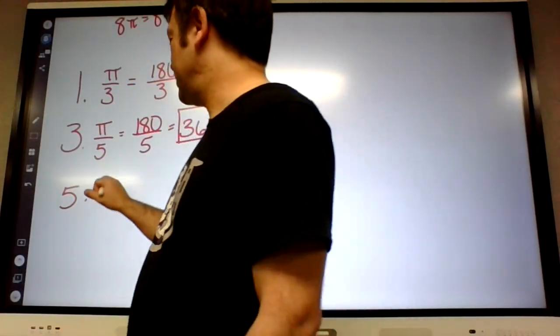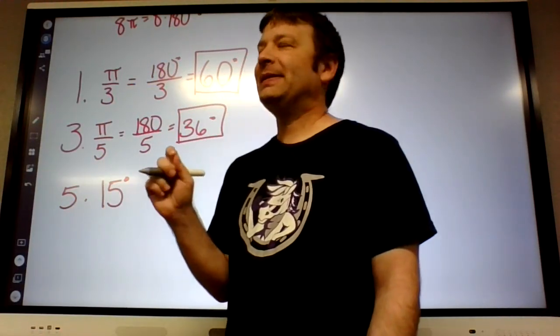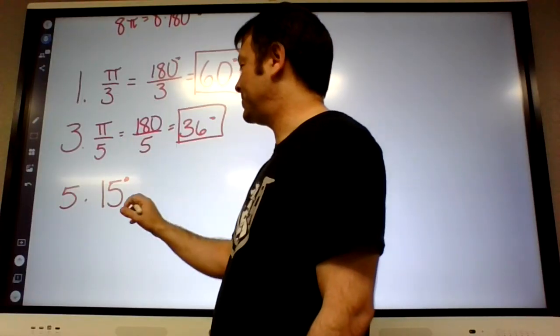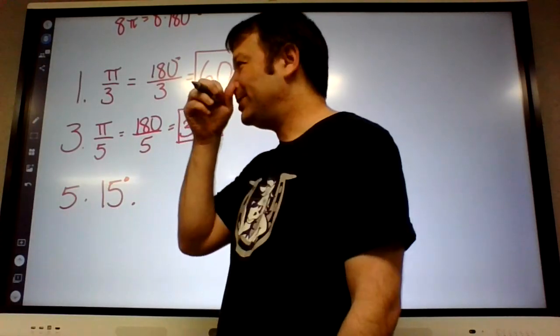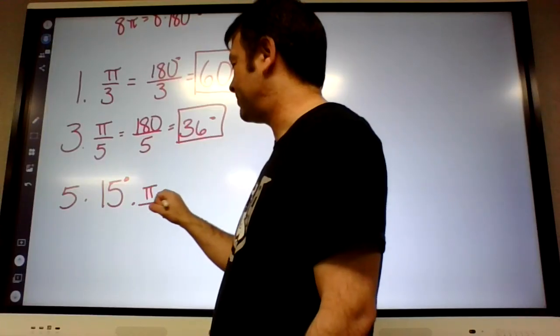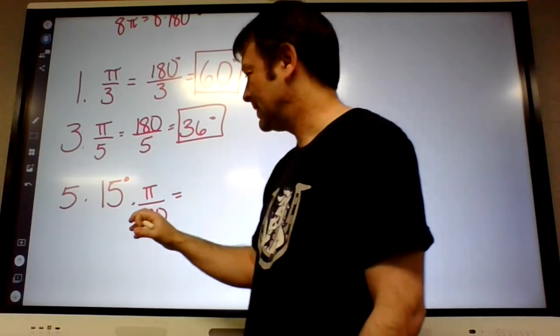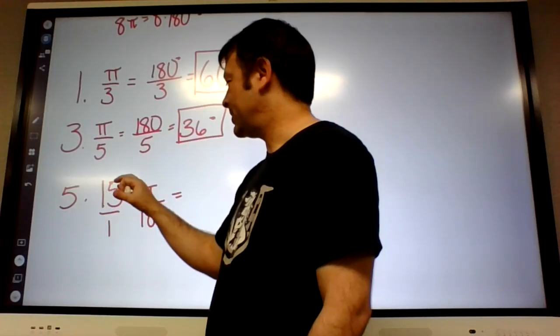Okay, number 5. So the degrees to radians, it doesn't have as easy of a trick, but you want to multiply in the radians, right? So that's why pi goes on the top. So it would look like this. You can plug that in your calculator.